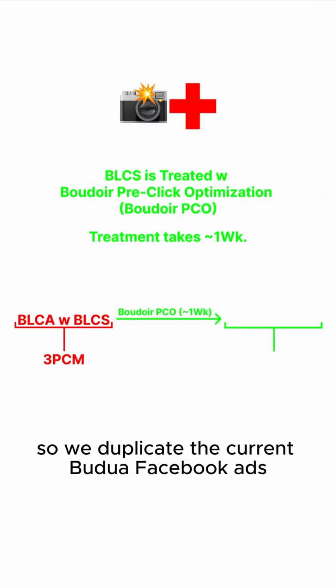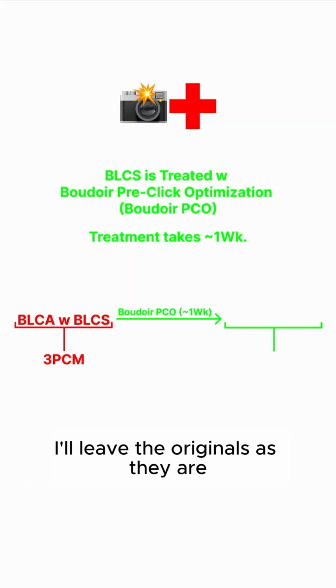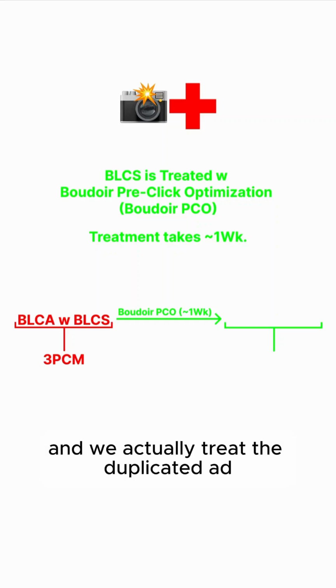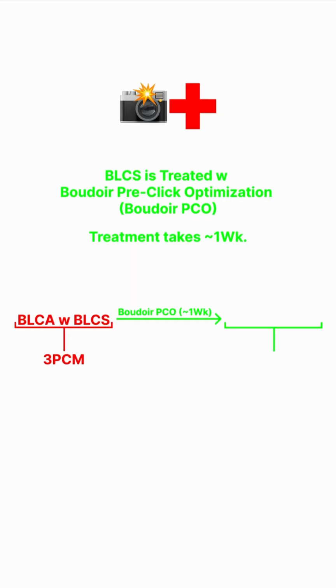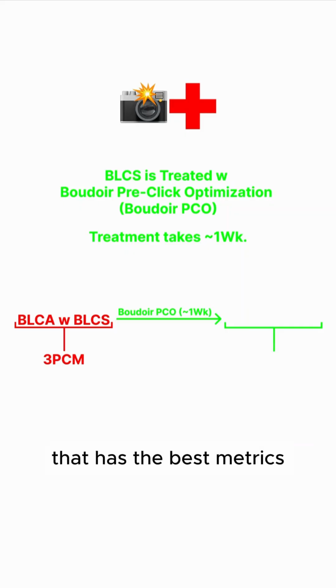So we duplicate the current Boudoir Facebook ads, leave the originals as they are, running or not running, and we actually treat the duplicated ad. And once we treat the duplicated ad, we run that treatment for about a week, and at the end, we keep whichever one has the best metrics running.